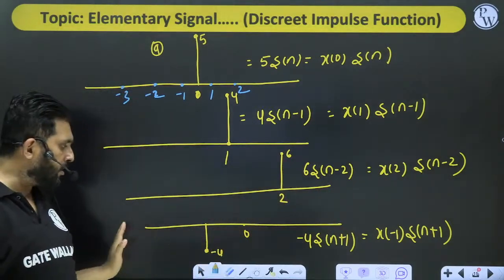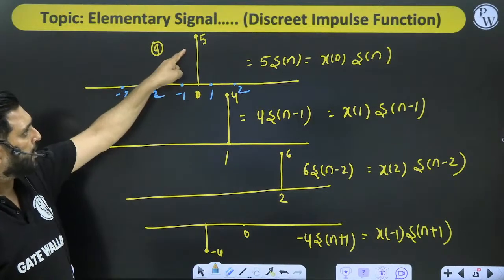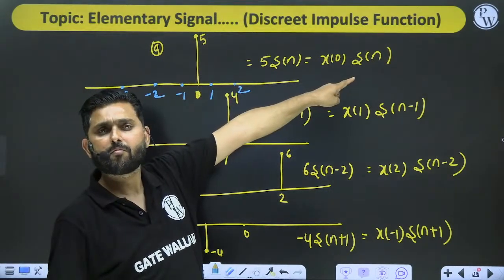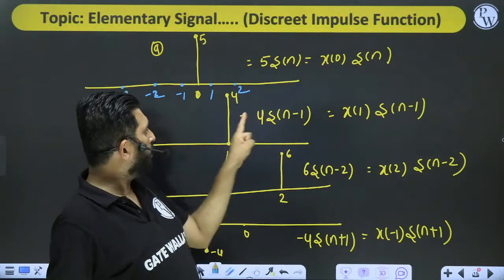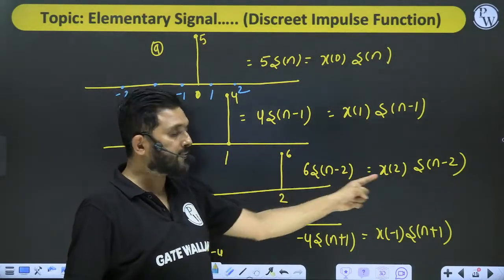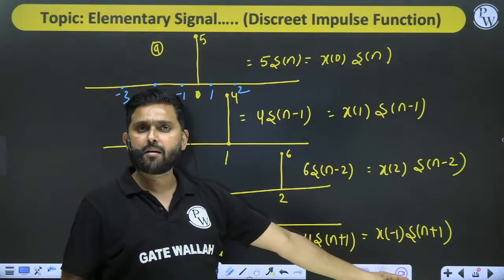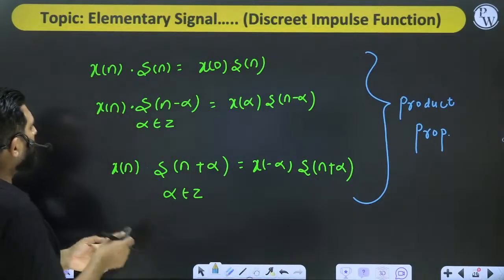If you add all the values, what will you get? Minus 4. But what is 5 here? 5 is x0. What is 4? 4 is x1. What is 6? 6 is x2. What is minus 4? Minus 4 is x of minus 1. What I want to say is, listen carefully.